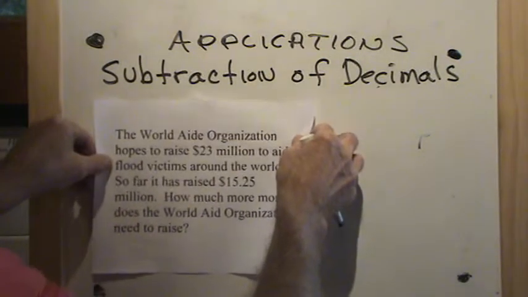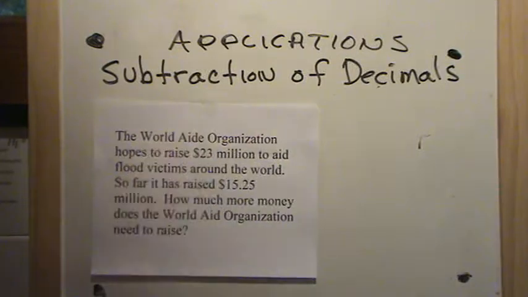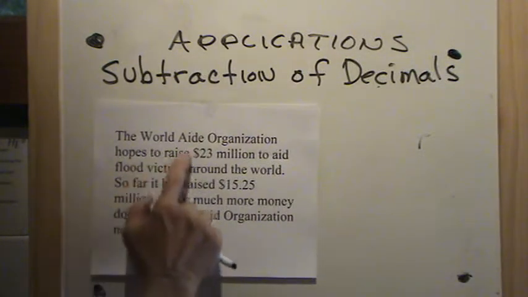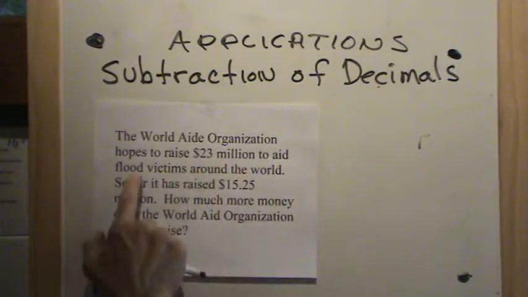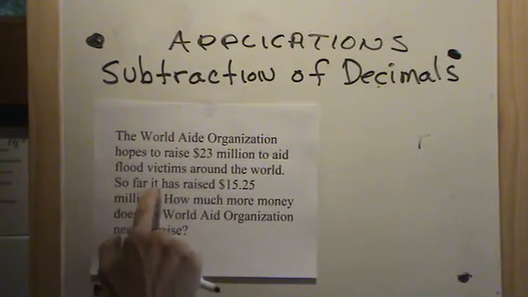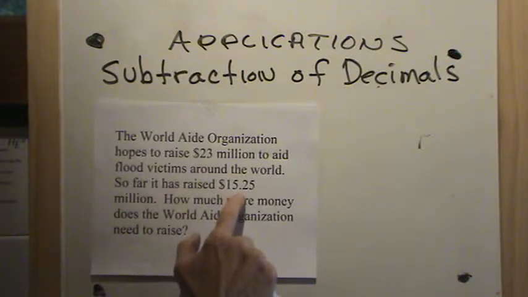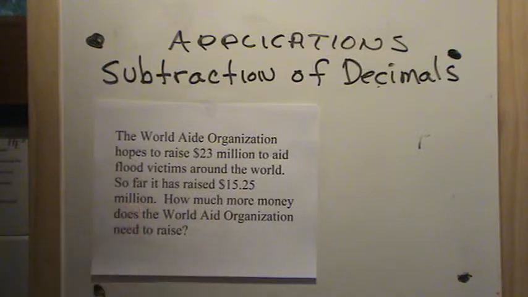Let's look at the World Aid Organization. The World Aid Organization hopes to raise $23 million to aid flood victims around the world. So far, it has raised $15 and 25/100 million. How much more money does the World Aid Organization need to raise? Well, okay, put the video or DVD on pause, work this problem, and then turn it back on, and then we'll go over it.